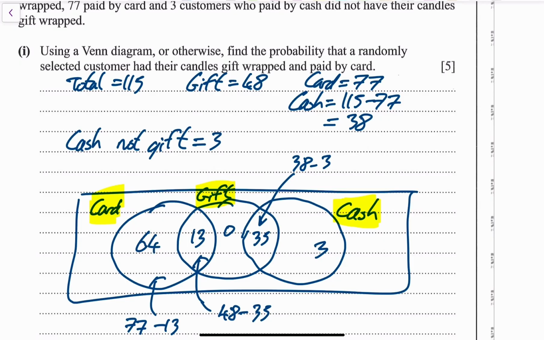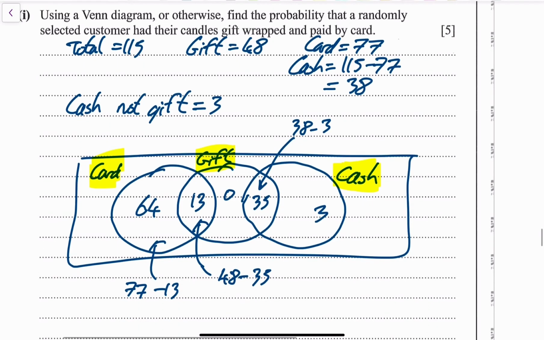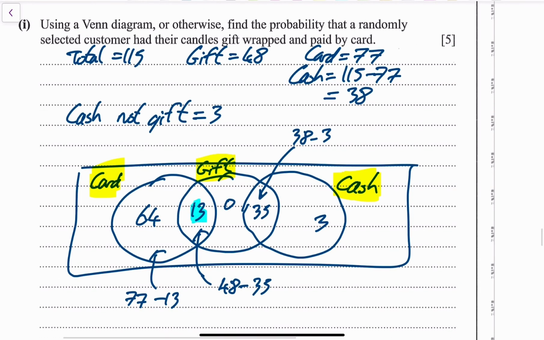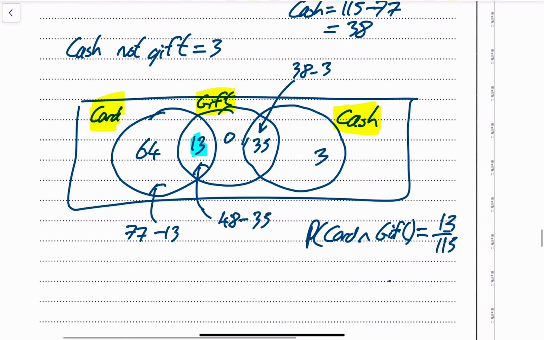Question says, using a Venn diagram or otherwise, find the probability that a randomly selected customer had their candle gift wrapped and paid by card. So gift wrapped and card, we're looking for this thing. So we're looking for the probability of card and gift wrapped. It was 13 over 115, and that to 3 sig figs. I don't know if they would want that. They'd probably be happy enough with the fraction, but there we are, to 3 sig figs anyway.